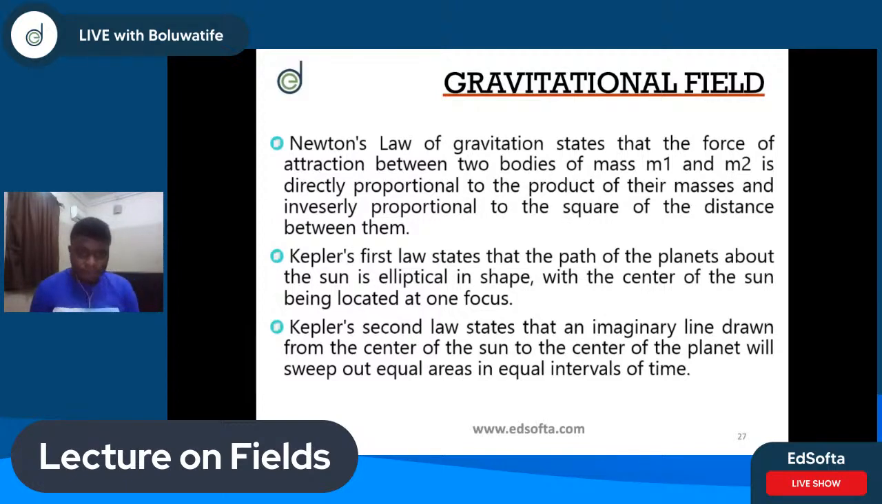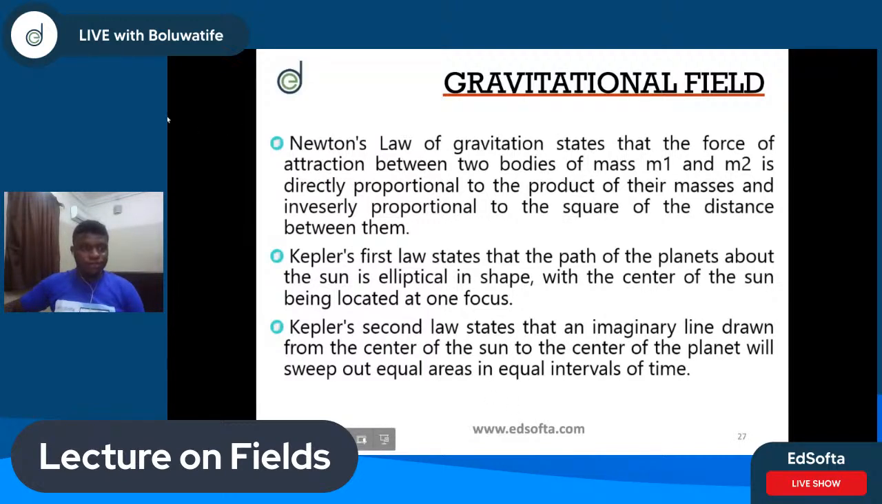Newton came up with a law of gravitation that states that the force of attraction between two bodies of mass m1 and m2 is directly proportional to the product of their masses and inversely proportional to the square of the distance between them. It is a very straightforward proportion.